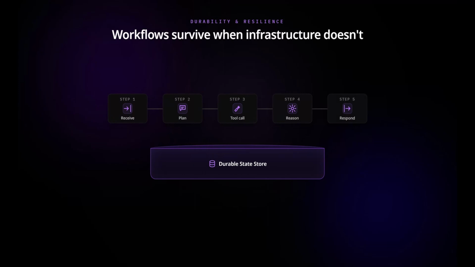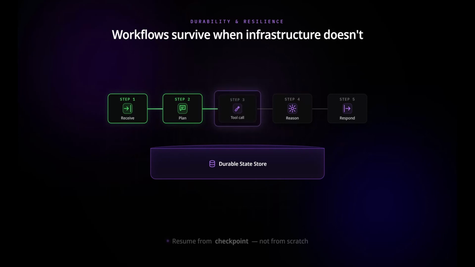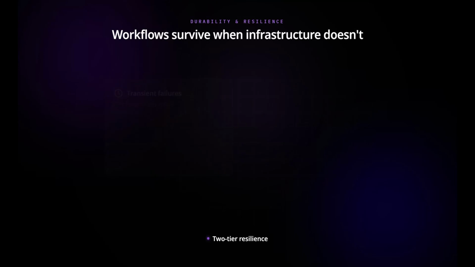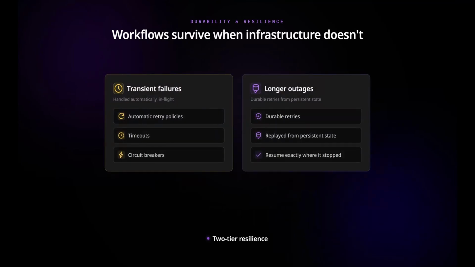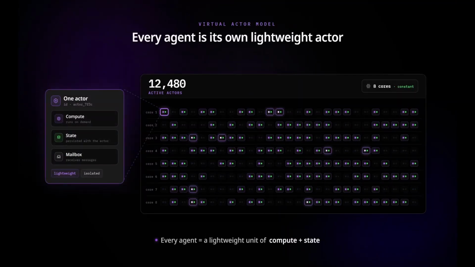The way it works is, it persists every LLM call and tool execution into a durable state store. So when something goes wrong, agents can recover instantly and continue exactly where they left off. This isn't just simple retries. The runtime applies automatic retry policies, timeouts, and circuit breakers for transient failures, and durable retries backed by persistent workflow state for longer outages.